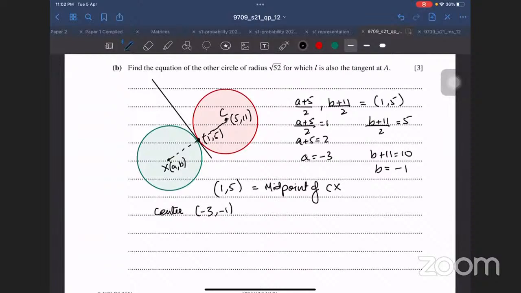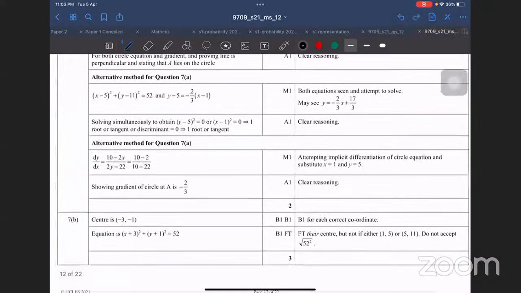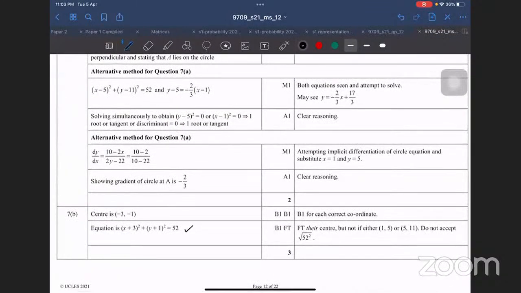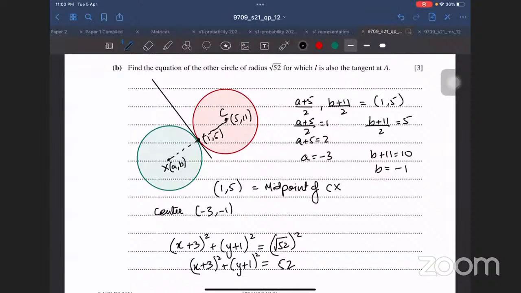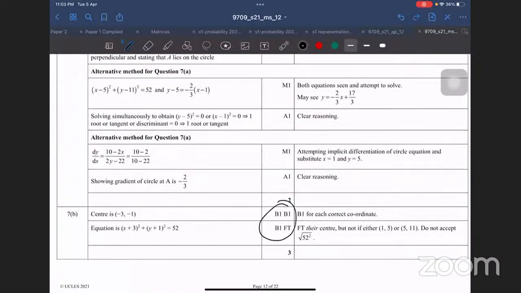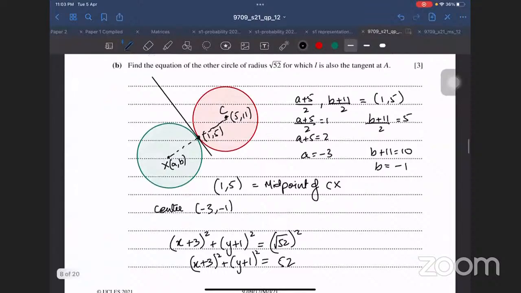So the equation of the circle would become (x plus 3) whole squared plus (y plus 1) whole squared equals root of 52 squared. It's a very tricky question without a graph. You've got to draw the graph. Honestly, there are no marks for the working. Since this is B1, B1, it's just your answer that counts.